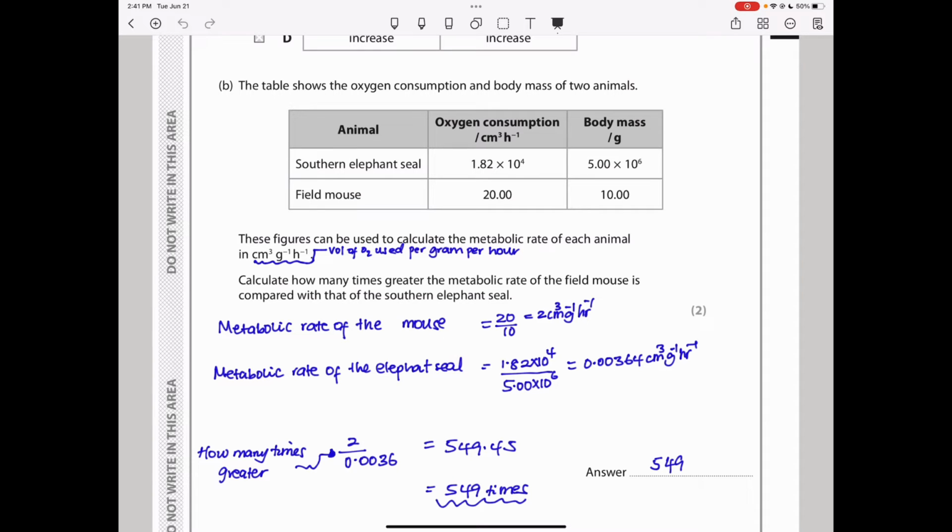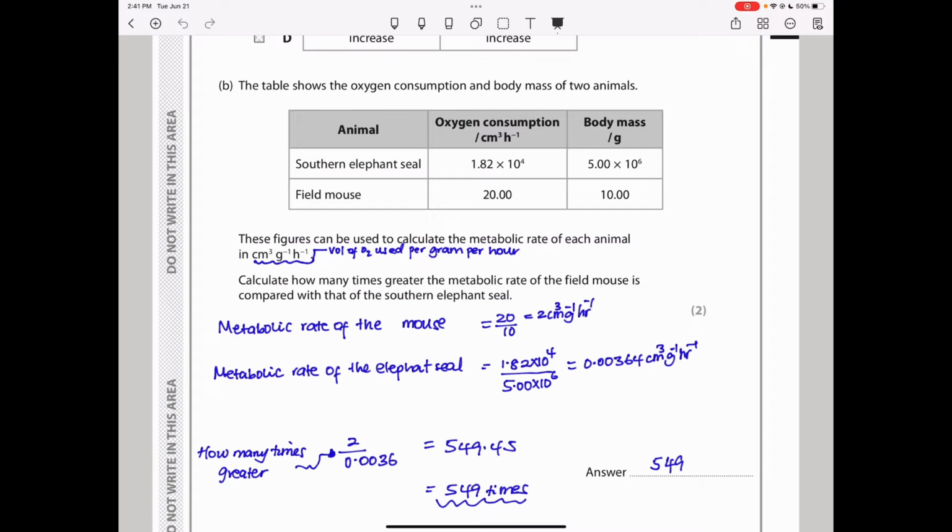Metabolic rate of the mouse is going to be the oxygen, of course, consumed divided by the body mass, which gives us 2 centimeters cubed per gram per hour. And again, we are trying to find volume per gram per hour. Those are the units we want to use, so that's why I divided the 20 centimeters cubed per hour by the mass, to create the units we're looking for. Then the metabolic rate of the elephant is going to be 1.82 times 10 power 4 divided by the body mass, which is 5 times 10 power 6, and it gives us that.